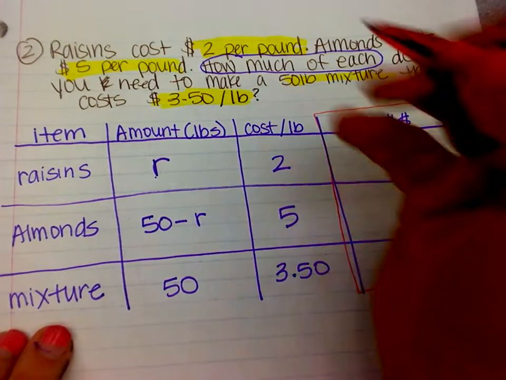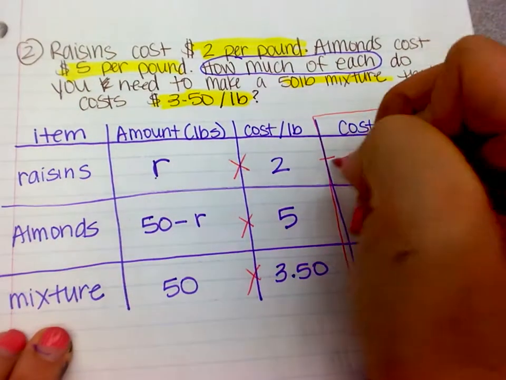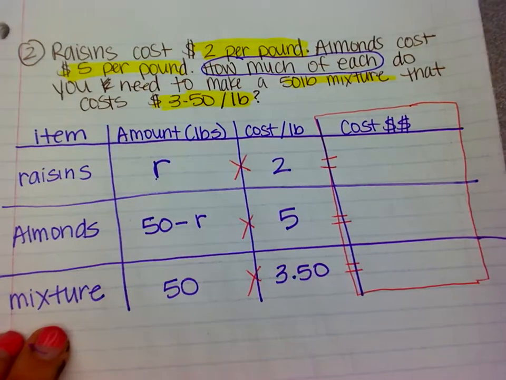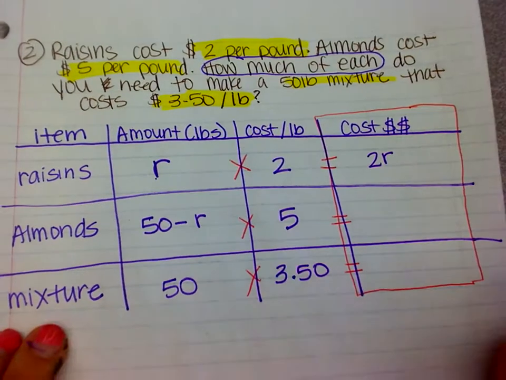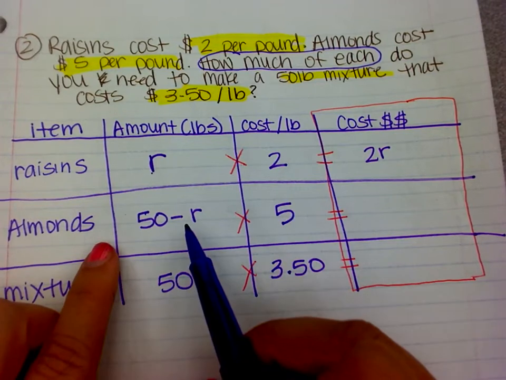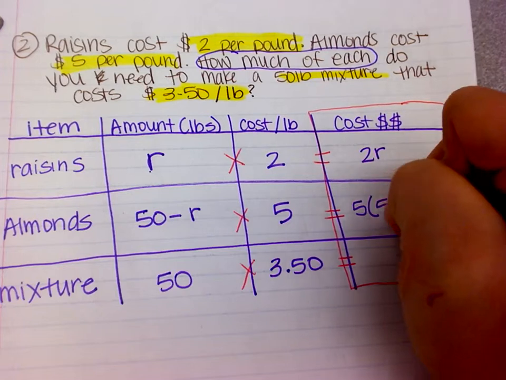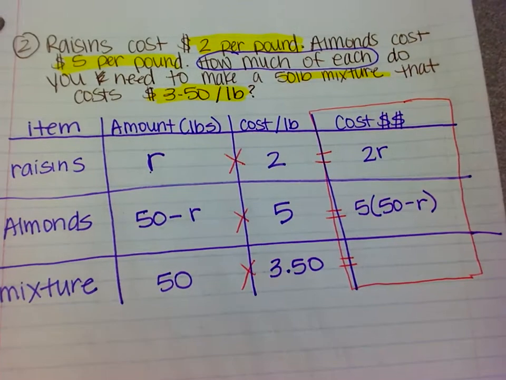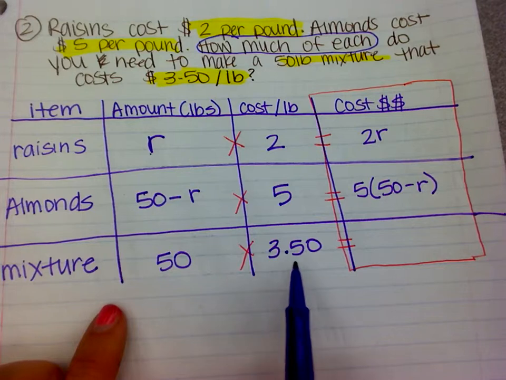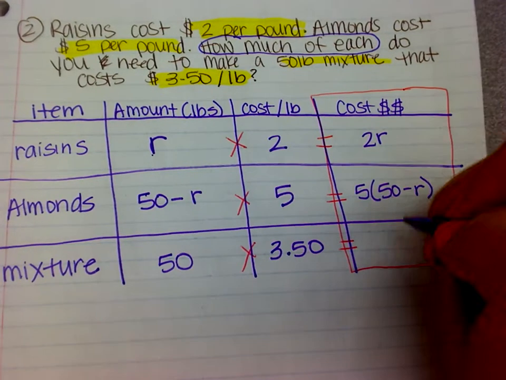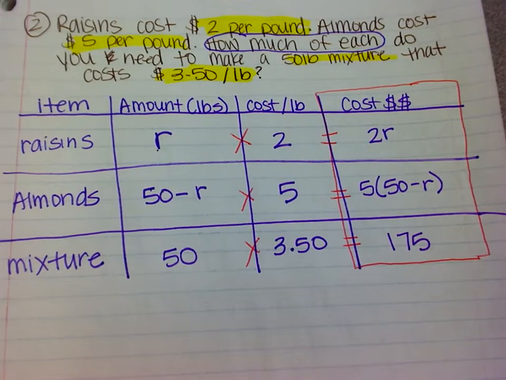Now for our cost, remember we multiply, equals. R times 2 is 2R. 5, the cost times the amount, so it would be 5 times 50 minus R. And then $3.50 times 50 is going to give us 175. I'll do the math for you.